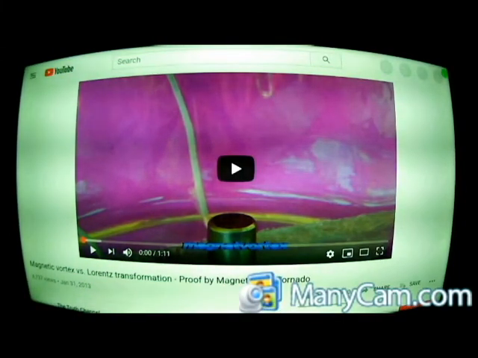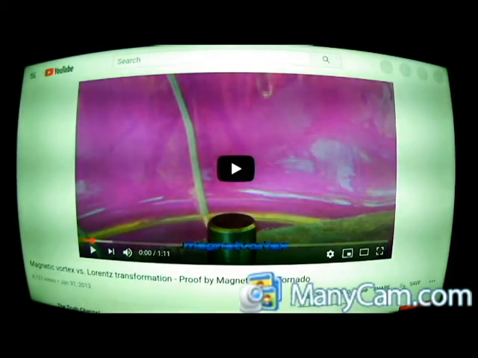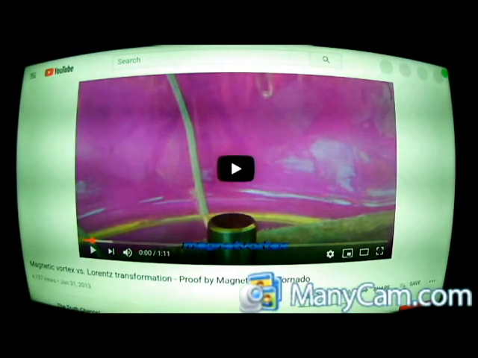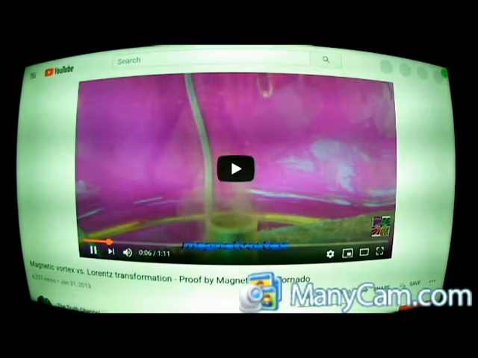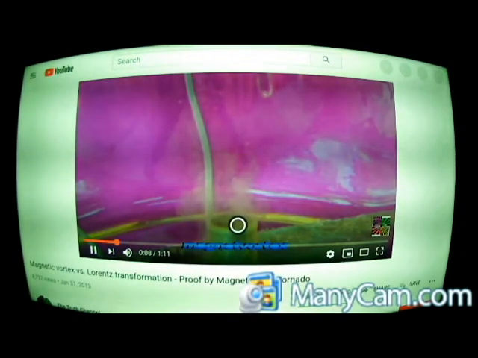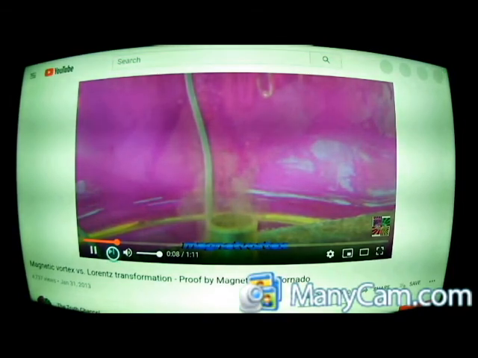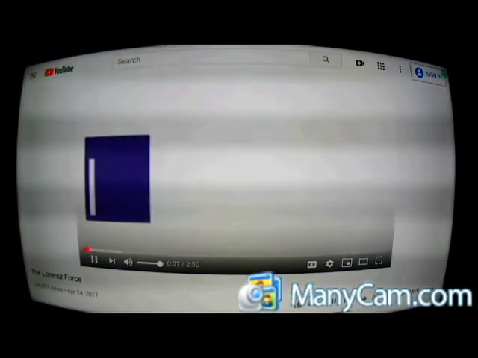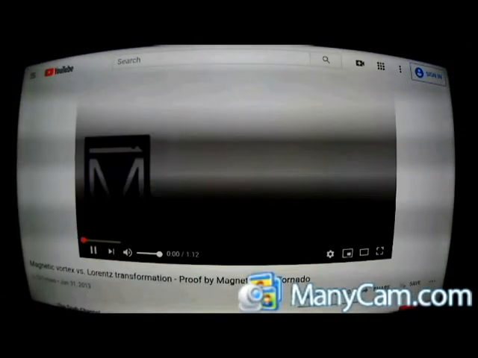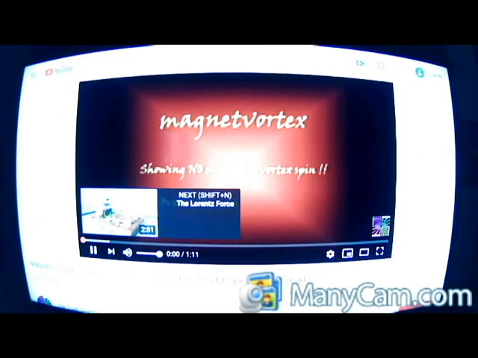This is a response to the Lorentz deflection. This is a magnetic vortex spin that is shown. This is a response to the Lorentz deflection.